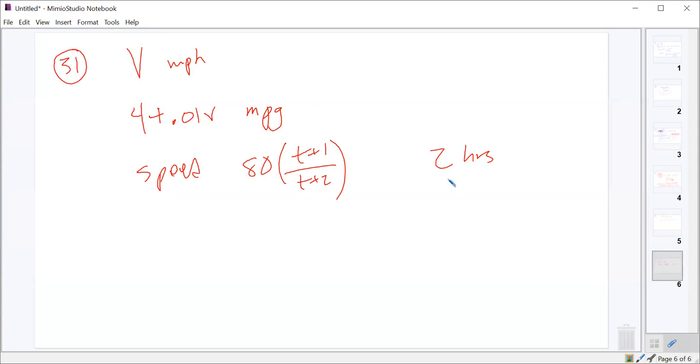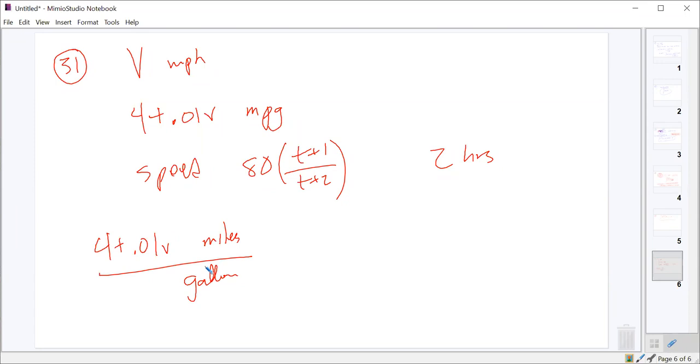They give us just regular old numerical answer choices for this, right? So we should be able to set this up as an integral. Let's think about this. If it's getting 4 plus 0.01 v, write this out. 4 plus 0.01 v, that's miles per gallon.